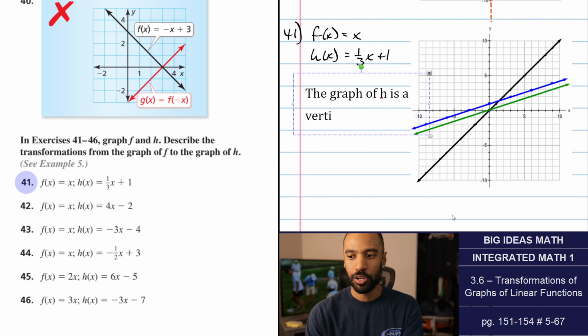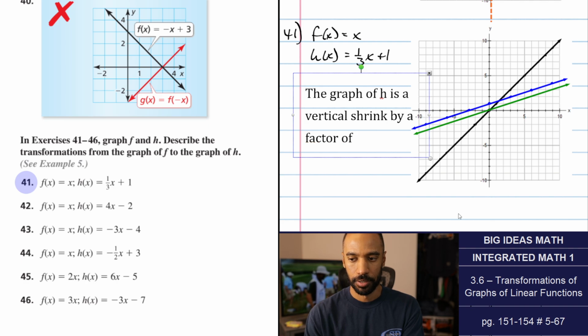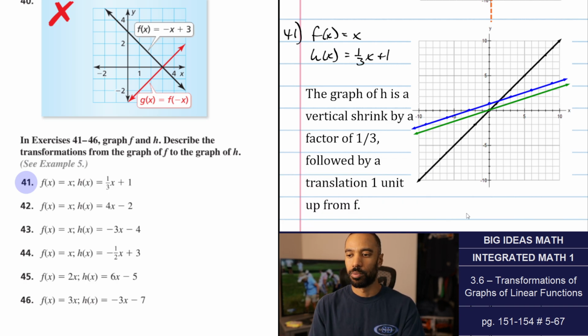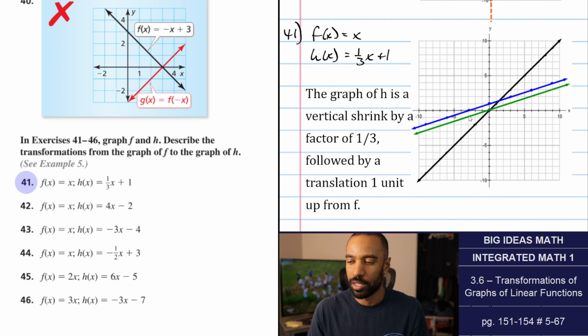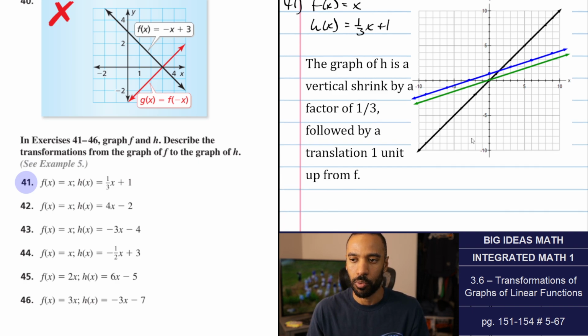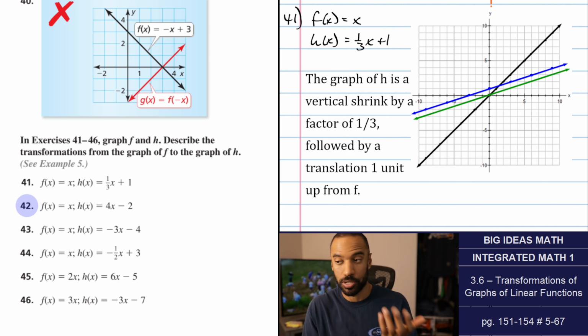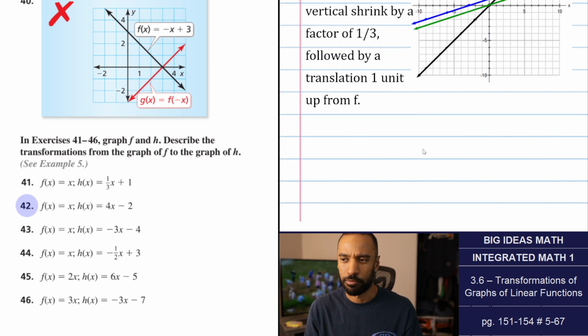is a vertical shrink by a factor of 1/3. That's in green. Followed by a translation 1 unit up from f. So it first needs to shrink and then it needs to translate. If I translated first and then shrunk it, well, then the y-intercept would be at 1/3 instead of 1. That's not what we want. So we have to describe these left to right, basically, if it's in slope-intercept form, if it's based off the function.